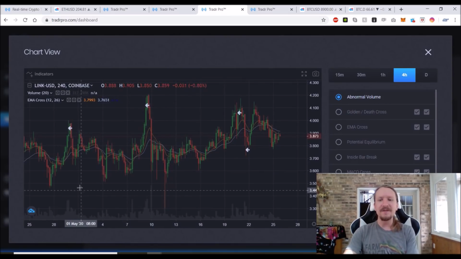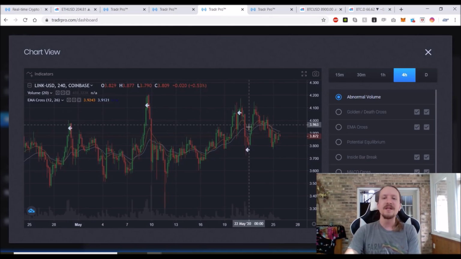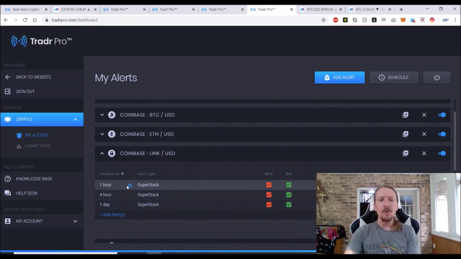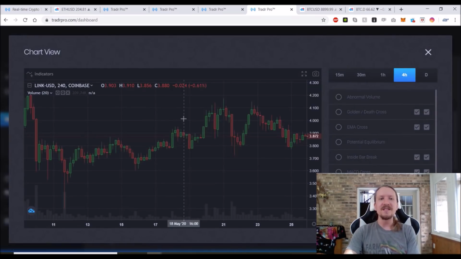And again, this is all of the last 5 weeks. Multiple signals of overextended conditions to the upside, another one here, and then one to the downside that resulted in a really nice bounce. And let's compare that to the Link abnormal volume. Nope, we just did that. Let's compare it to the Link super stack on the 4-hour time frame and just see what the differences are.